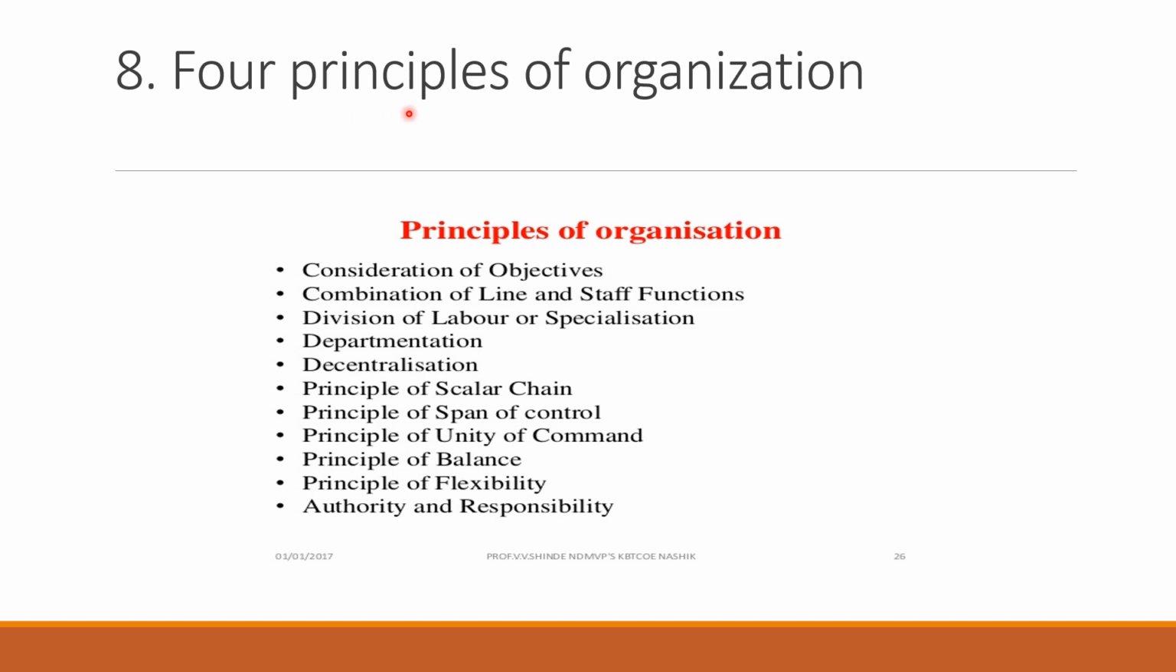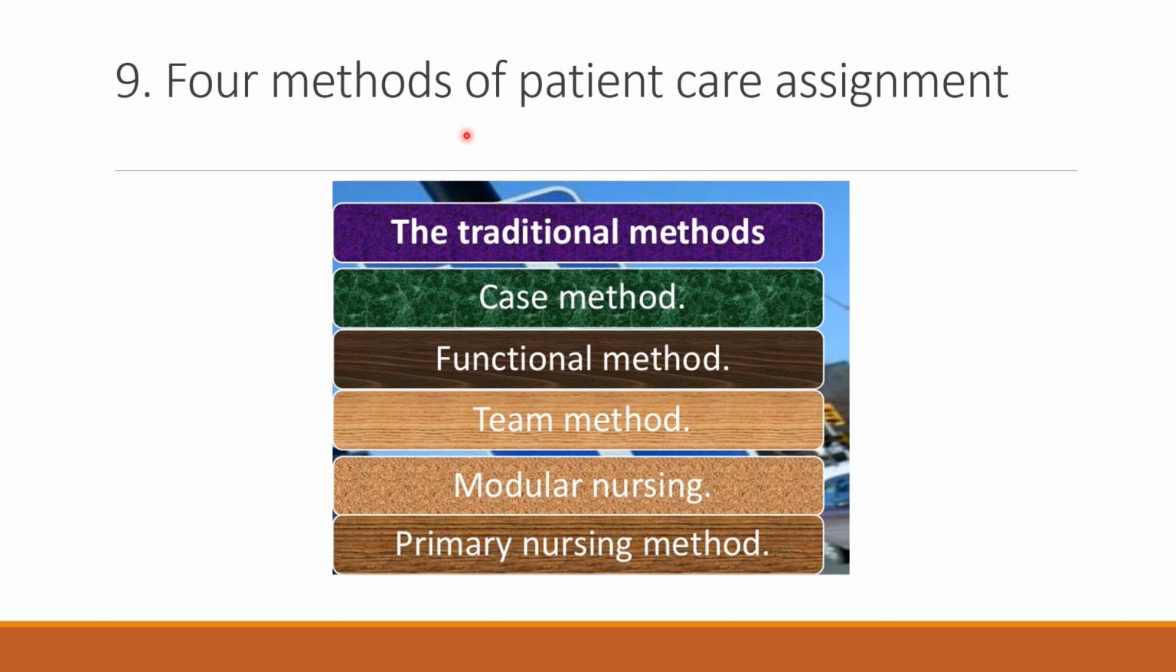The 8th question is for principles of organization. Here almost all principles of organization are mentioned. After this you need to mention only 4 if you are sure. If you are not sure, mention 5 or 6 so that at least 4 will be correct. Next, 4 methods of patient care assignment. The patient care assignment methods, or nursing care delivery systems, are mentioned here.